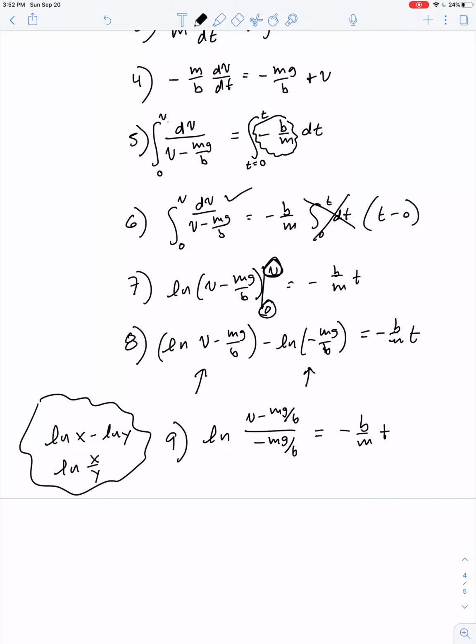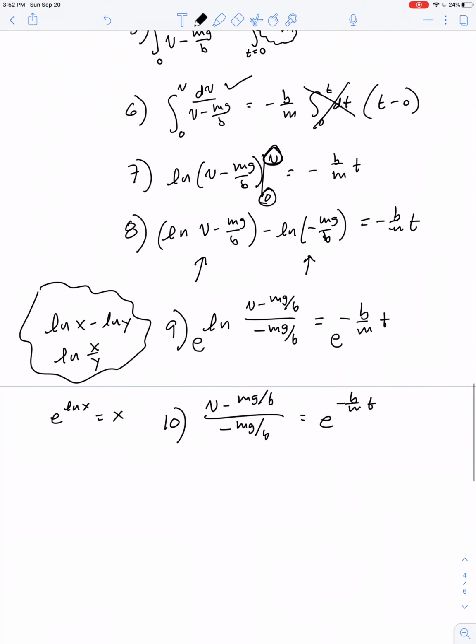Whatever we do to one side of the equation, we could do to the other. So we could raise e to the expression on both sides of the equation. And of course, e raised to the natural log of x is just x. So that's why we did this operation. So the whole left side of the equation becomes v minus mg over b divided by negative mg over b is equal to e to the negative b over m t.